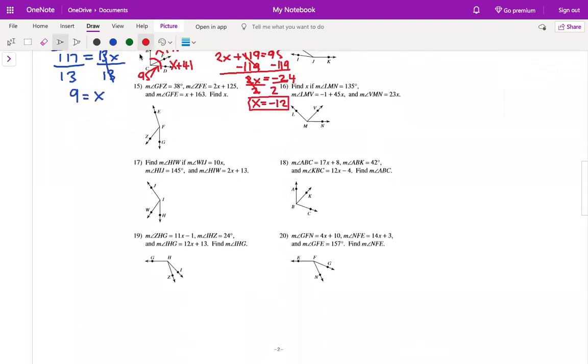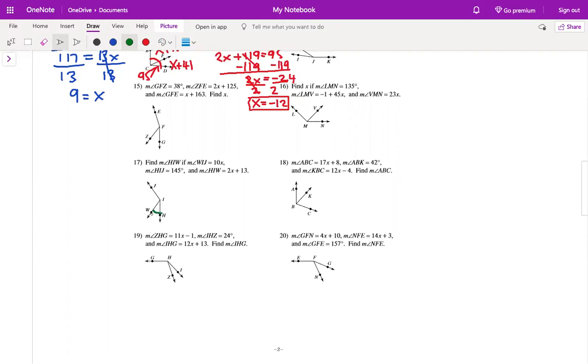17. Let's go for a different color too, green. Okay, so what does number 17 say? We have to find the measure of h. Let me just erase that. I managed to scribble on there. We have to find the measure of angle HIW, so this one.